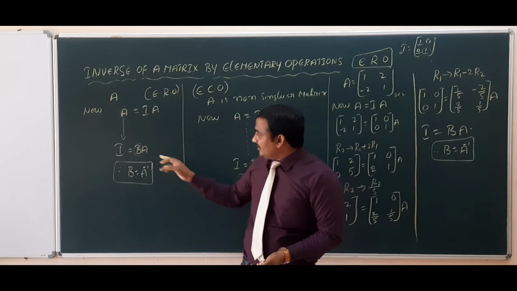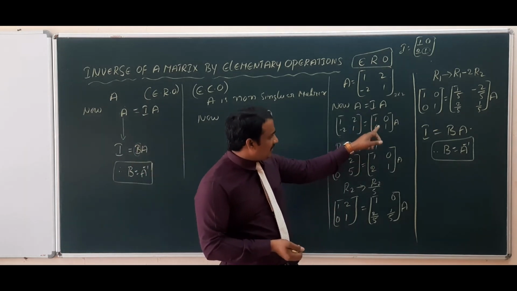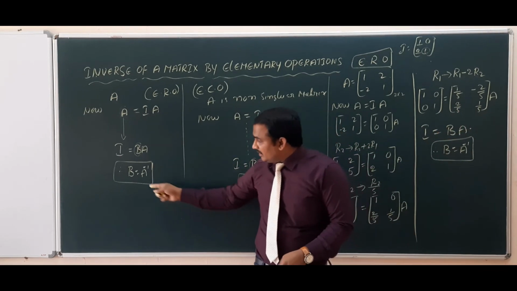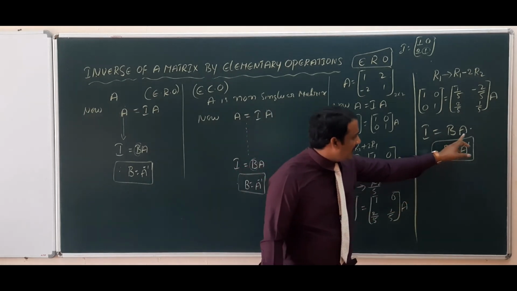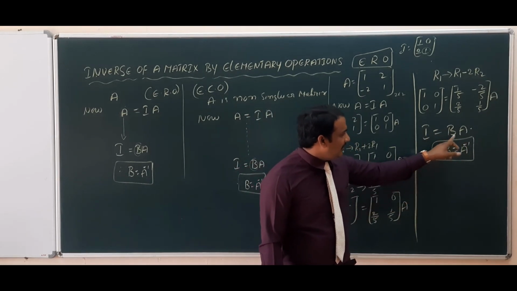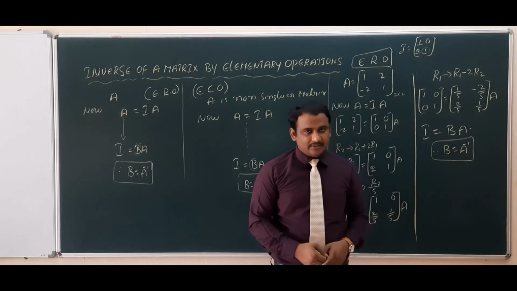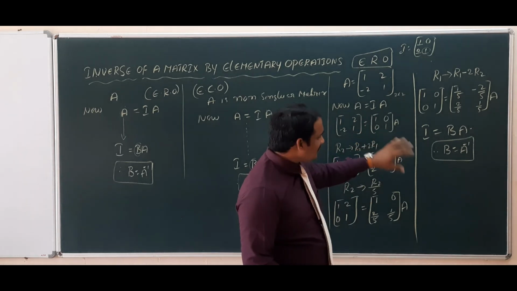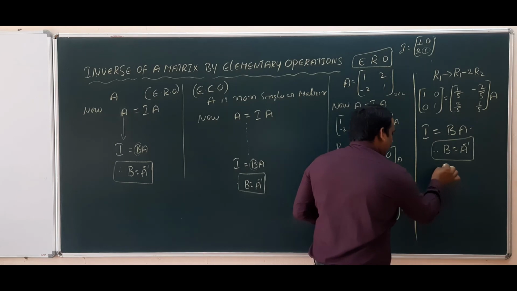Then on the RHS, what will happen? The I matrix becomes the B matrix. Here the identity matrix becomes the B matrix. Then, when the product of two matrices gives the identity matrix, B is the inverse of the A matrix. Therefore B equal to A inverse. Like that you have to solve this. This is the method.